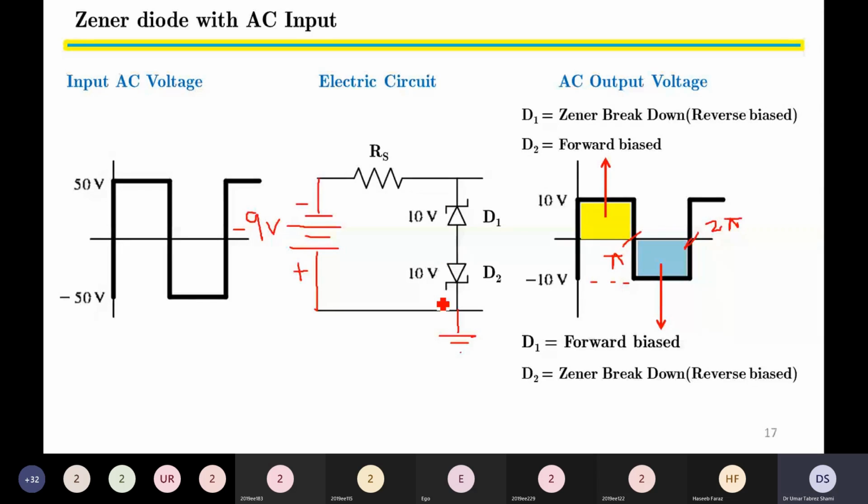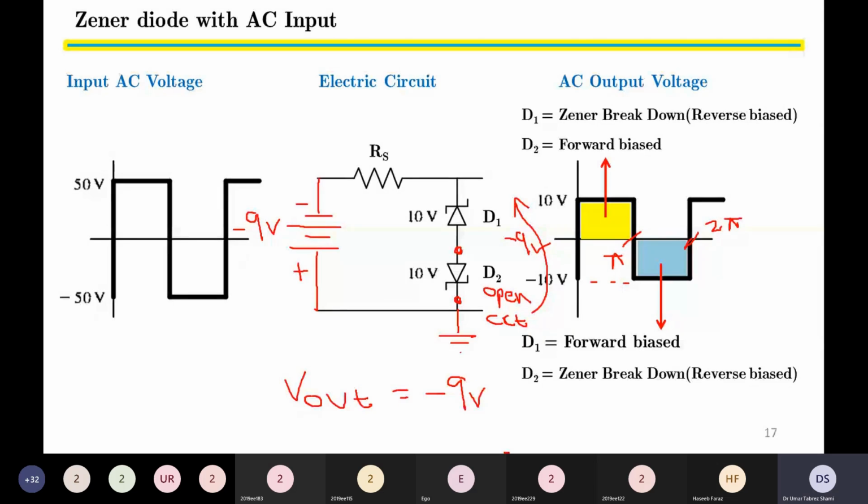Now, after this, let us look at the amplitude of the DC input voltage. It is minus 9 volts. Minus 9 volt is not enough to break down. Therefore, this time diode D2 will experience open circuit. With diode D2 now open circuit, no current will flow through D1 or RS. And if there is no current flowing through RS, this means that voltage drop across RS is 0 volt. And for this reason, the output voltage is minus 9 volts. So V out from time pi to 2 pi is equal to minus 9 volts.